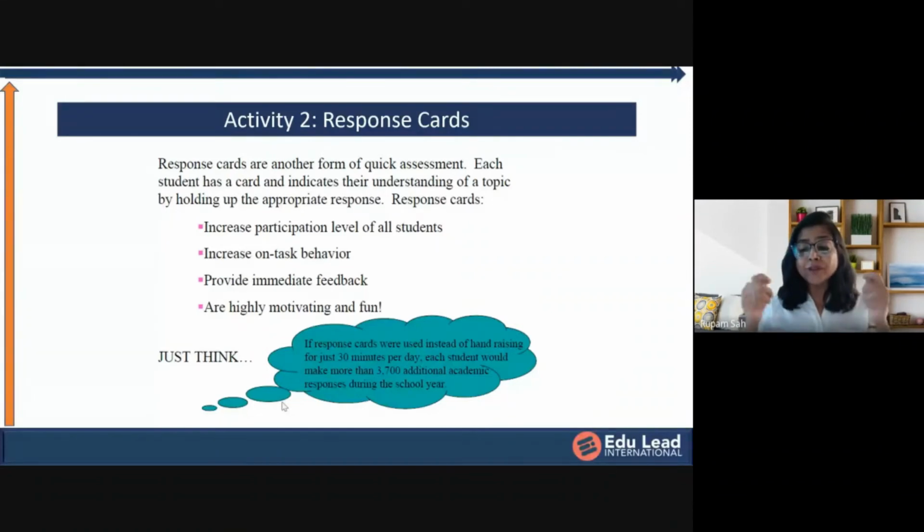You can have a true and false. So on one side of the response card, true is written, other side false is written, and very quickly they will keep on telling you whether it's true or false, right? So this is something which you can use in your class permanently. This could be a permanent resource.